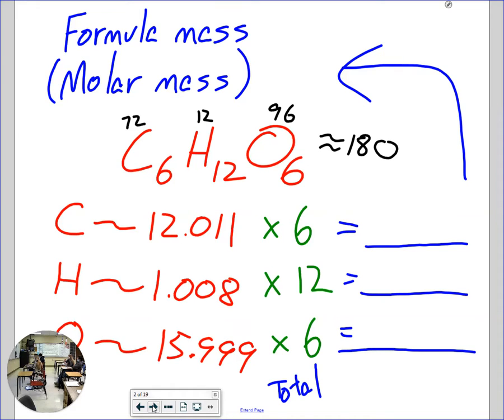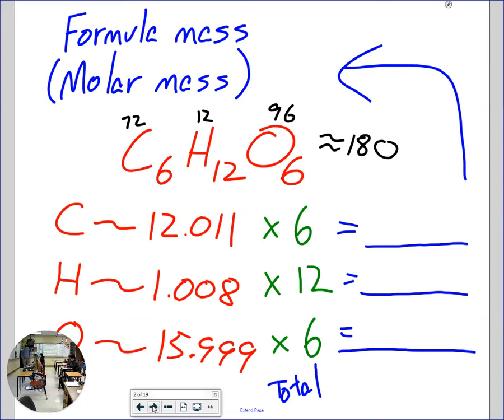Simple sugar. So if I wanted to find out how much 1 mole of glucose was in grams, what I would do is go to the periodic table, and I'm going to look for each of the elements. The elements that are in there are carbon, hydrogen, oxygen. I'm going to look up the mass of each one of those on the periodic table. And when I look, carbon has a mass of 12.011. Hydrogen has a mass of 1.008. Oxygen has a mass of 15.999.